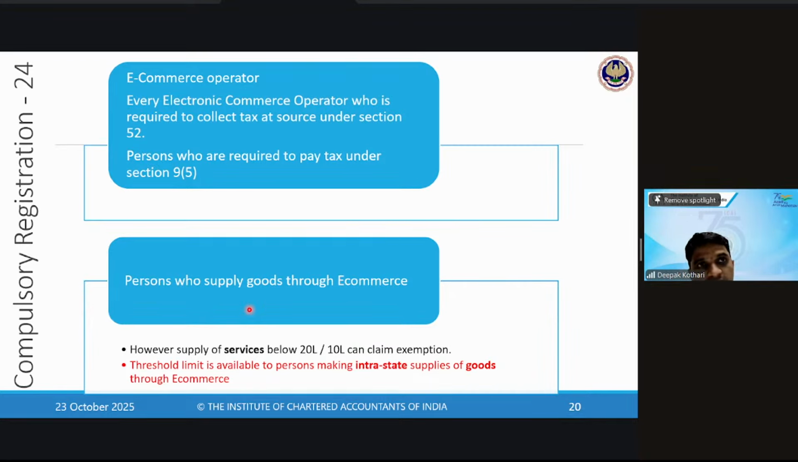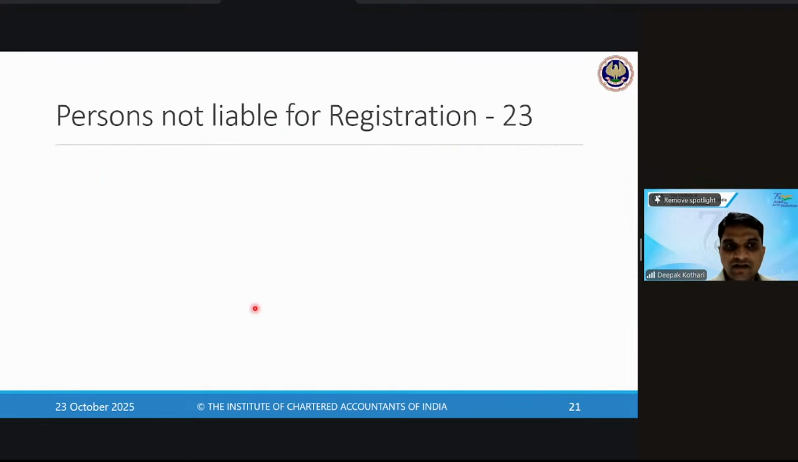Second is again, the threshold limit will apply if you're making intrastate supply of goods through e-commerce. What we have seen is that people dealing with quick commerce operators can claim the exception from registration limits. Okay, clear till here?